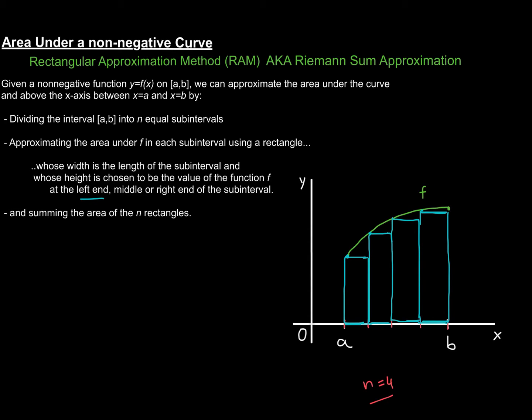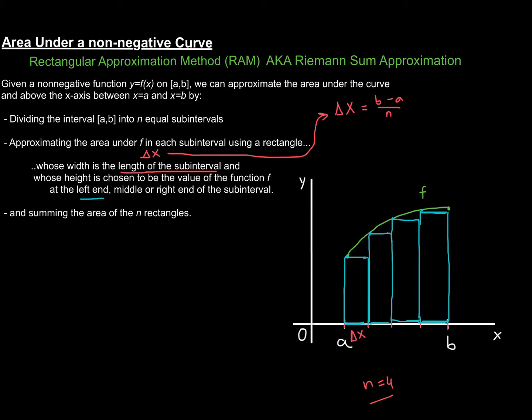The width of each of these rectangles is going to be the length of the subinterval. And each of these subintervals are of equal length. So all that we did is we took the distance between A and B and we split it up, in this case, into 4 equal parts, or n equal parts. So to split something up into n equal parts, you'll divide it by n. So you'll take b minus a, the distance between a and b, and you'll divide by n. And that will be the length of each subinterval. And we're going to call that delta x.